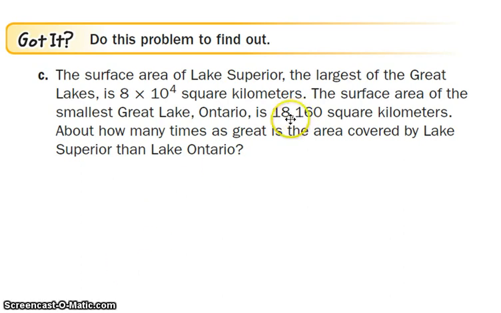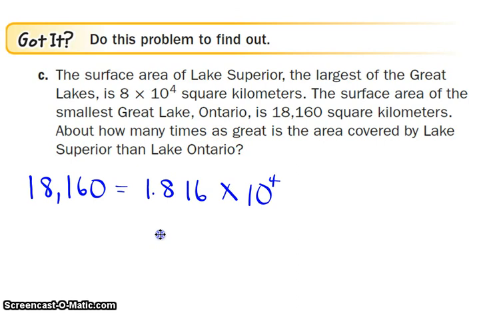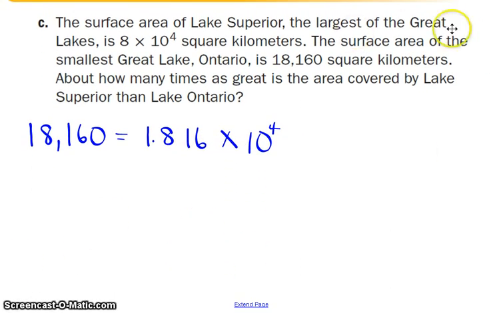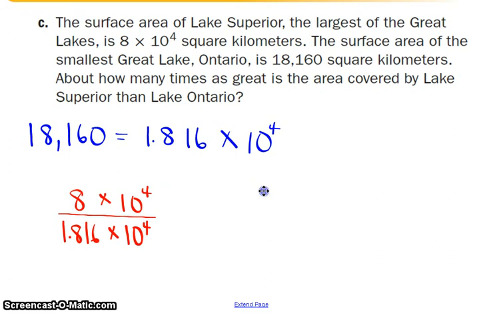First, let's change the surface area of the smallest Great Lake, which is Ontario, to scientific notation. Okay, so 18,160 square kilometers becomes 1.816 times 10 to the 4th. Okay. We're going to take the largest Great Lake, which is Lake Superior. We're going to do some division here. So here is Lake Superior, the largest one. Here's Lake Ontario, which is the smallest Great Lake, and we're going to divide it out.